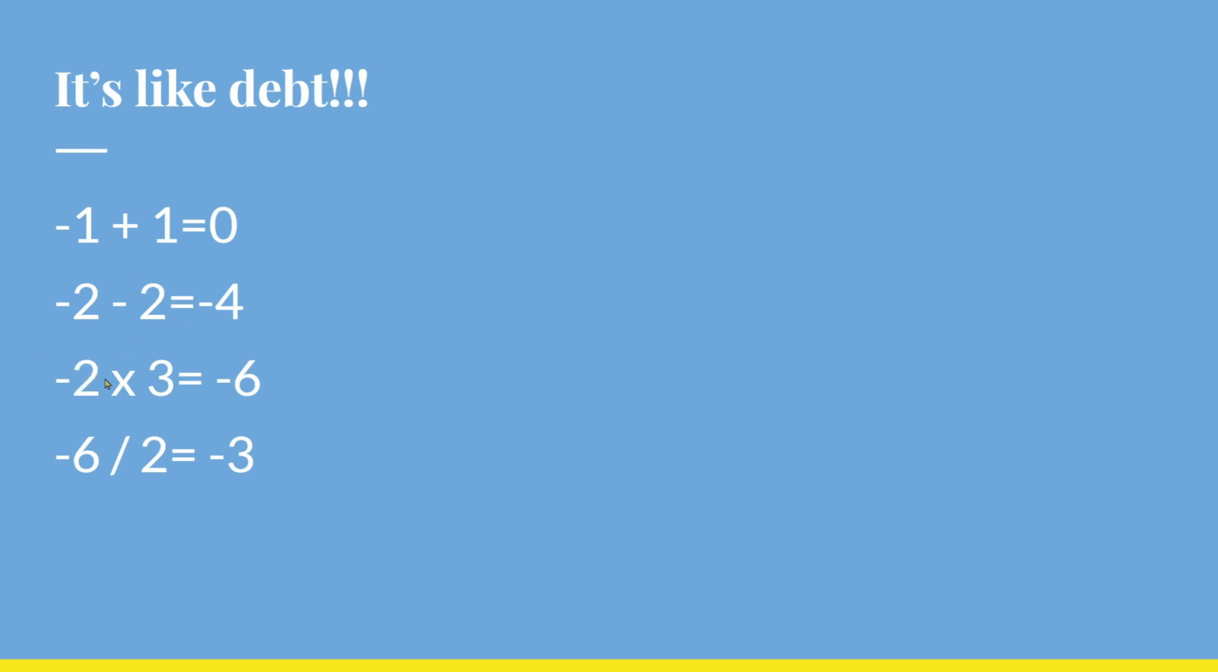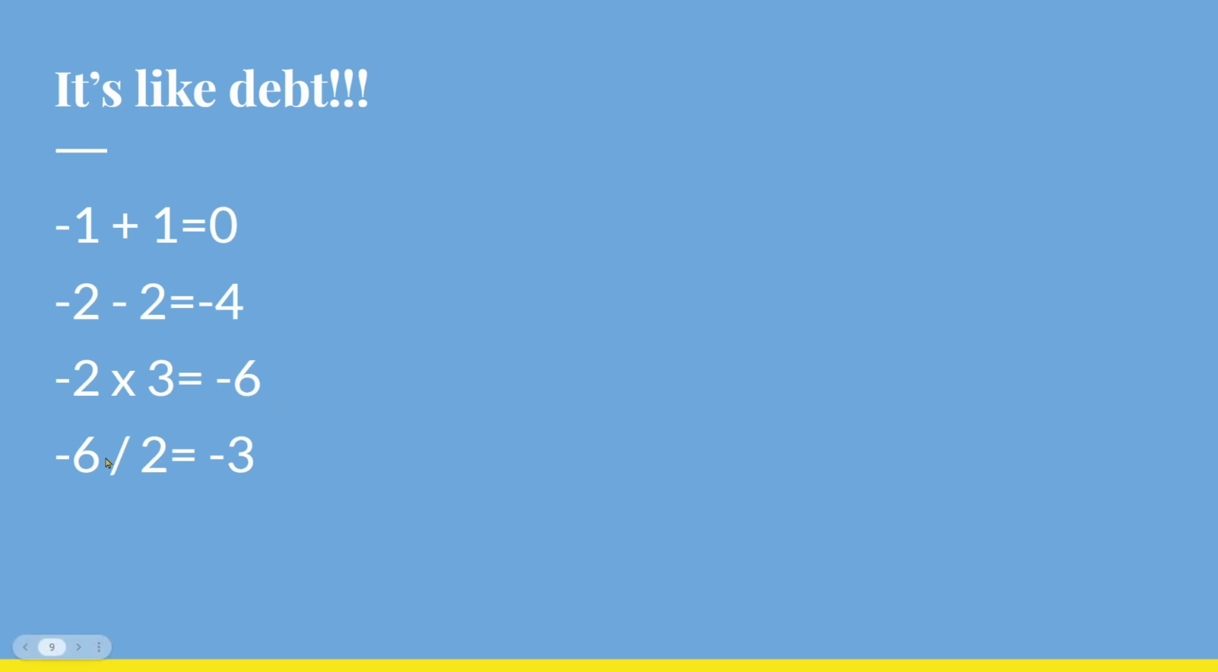Alrighty, and then -2 times 3 equals -6. This would be if you owed $2 to 3 people, right? In total debt, you'd be at -6. So -2 to 3 people, -6.